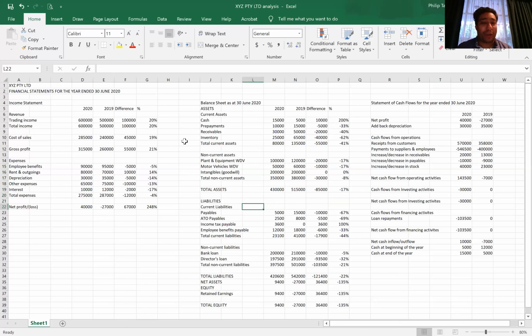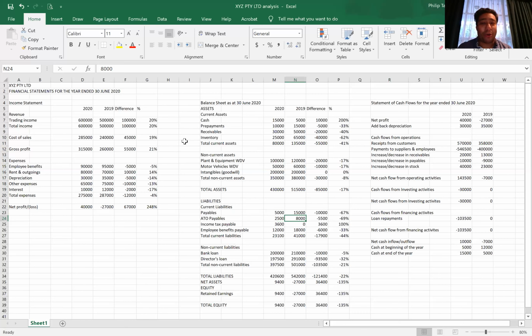Now let's go to the current liabilities. Current liabilities includes any trade creditors, any other creditors, credit card liabilities, tax office liabilities, superannuation liabilities, income tax payable, and so on. And employee benefits provisions. So payables. In 2019, it was $15,000. In 2020, $5,000. So it's reduced by $10,000, or by 67% compared to 2019. Now that could be a good thing because the company has been able to pay its creditors.